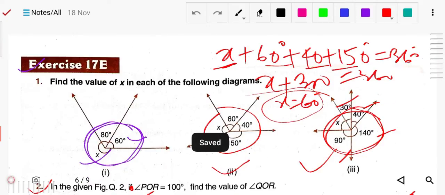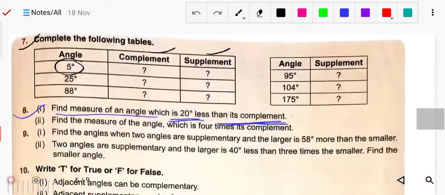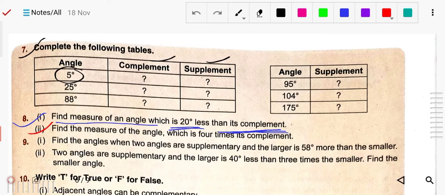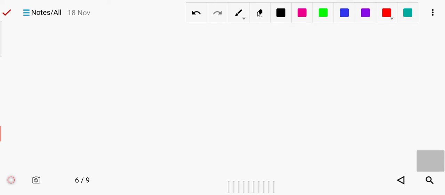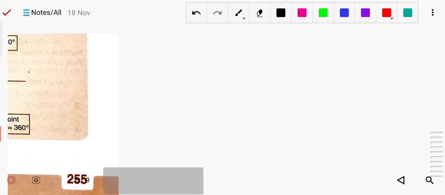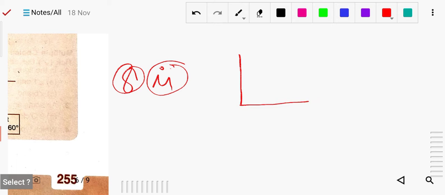Now the next question, you can check that next question. Number 2: find the measures of the angle which is 4 times its complementary. Same, if the first angle is x, then the second angle will be 4x. Very simple. I just give you the idea, you can do it by yourself. First of all you have to draw this angle, and they are again complementary, and the first angle is x.